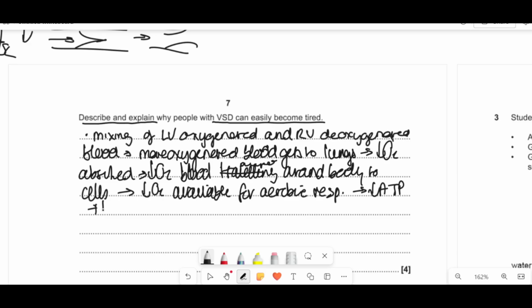There you go. So can you see how people easily become tired? To me, that's hinting at something to do with energy. And it's a problem with the heart, which is all about getting blood in the right directions. So it's every single step, all the way until you can get to explaining how they become tired. Otherwise, you'll miss out points and not get the marks.